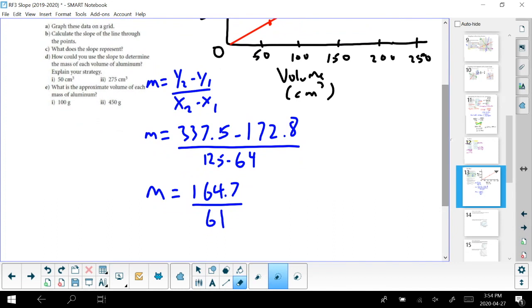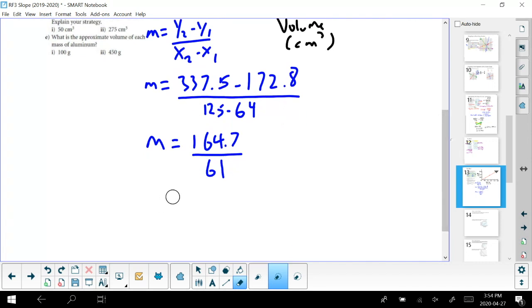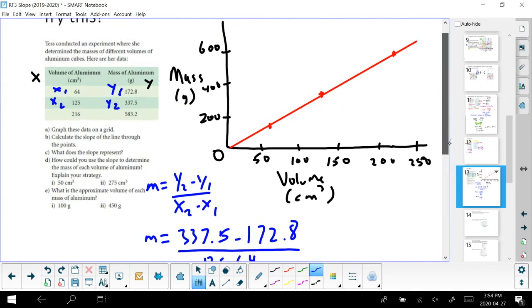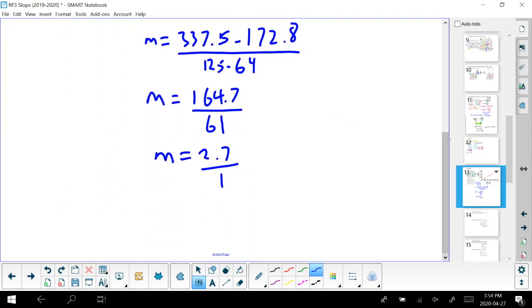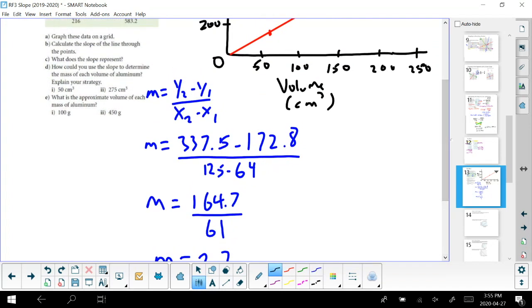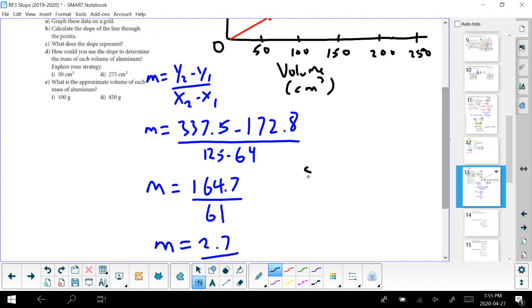If we simplified this, if we actually took our decimals 164.7 and divided it by 61, this would give us roughly 2.7. So we could simplify this further to 2.7 divided by 1. Now that slope, that value of 2.7 over 1, doesn't really mean a lot to us, but if we go back and think about our slope, we know that slope is equal to your change in y over your change in x, otherwise known as your rise over your run.